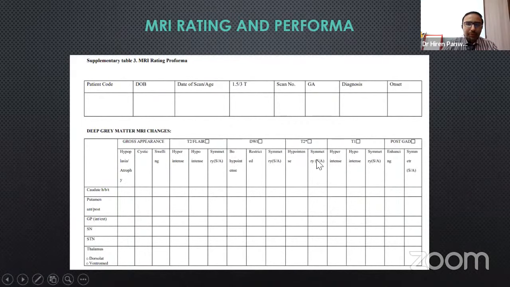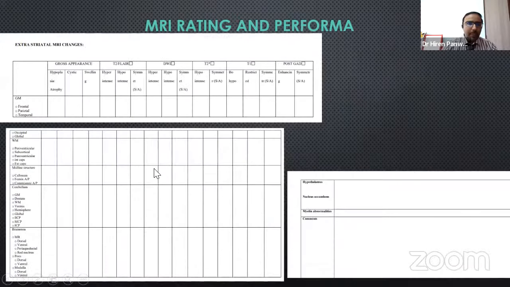They included multiple categories: whether on T2 they are hyper or hypo, symmetrical or asymmetrical, whether there is restriction or not. They are having susceptibility or low signal intensity on SWI or the T2 star technique. How is the appearance on T1 weighted images? And is there any enhancement on post-gadolinium? So these are the parameters they used for each case.